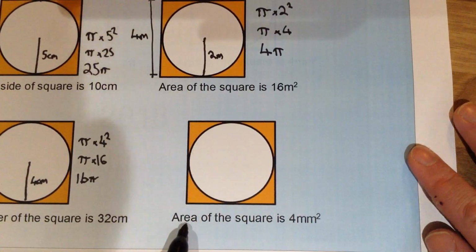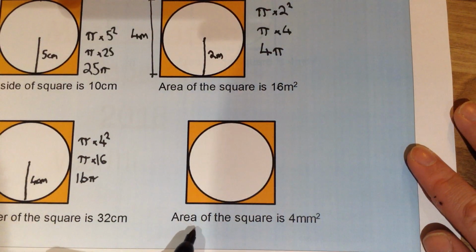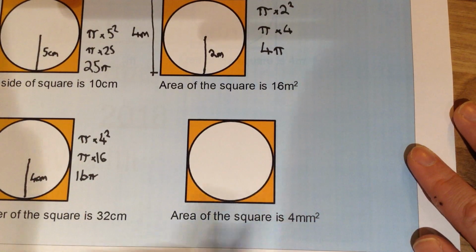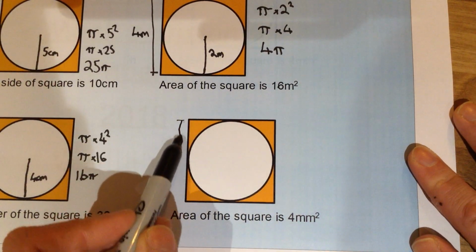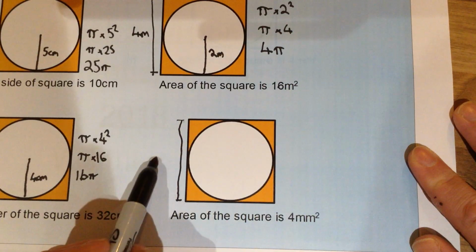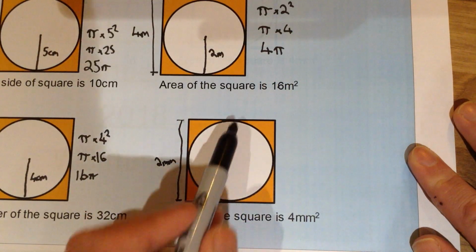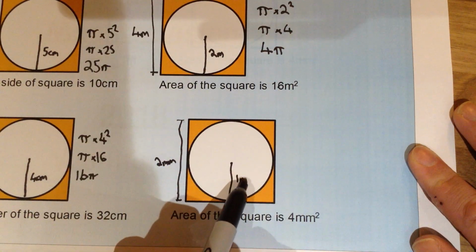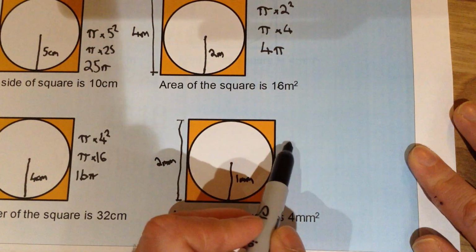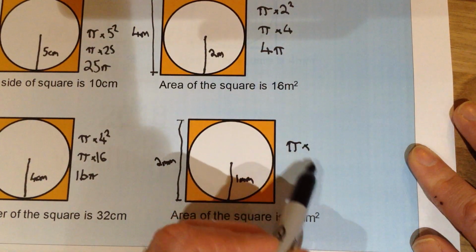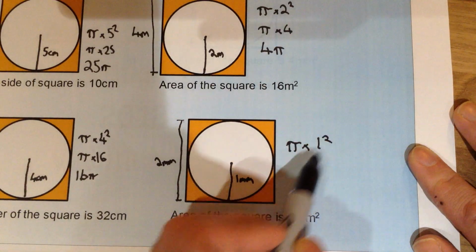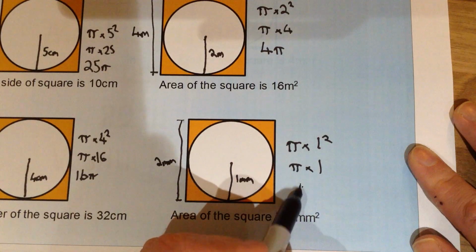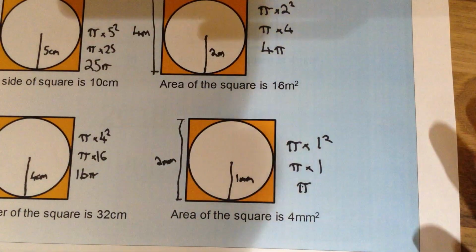Next one down, area of this square is 4 millimetres squared. So using the same idea as above, what number times by itself would make 4? Well, that would mean each side here would have to be 2. So if that side there was 2 millimetres, that's the same as the diameter, so the radius is just 1 millimetre. Using the area equals pi r squared formula again, that would mean pi times 1 squared. 1 squared is just 1, remember, so pi times 1, which would actually just be written as pi.